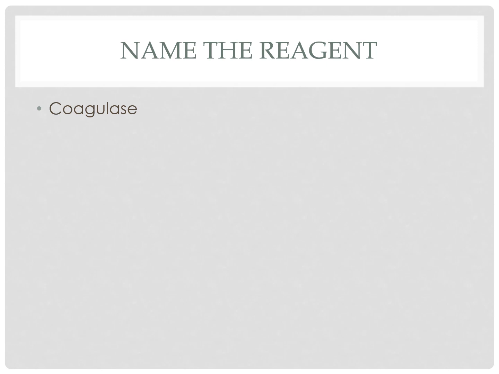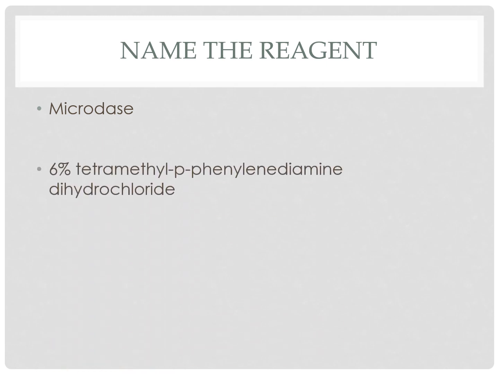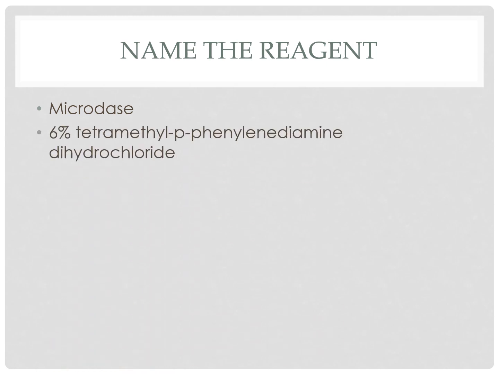Coagulase, the name of the reagent is rabbit plasma. Microdase, the name of the reagent is 6% tetramethyl-p-phenylenediamine dihydrochloride. Do you have to spell that? No, you don't. You just have to be able to recognize it. Just understand that the microdase test is a 6% solution as opposed to a 1% solution. When we start talking about the oxidase test later in further units, we'll talk about 1% tetramethyl-p-phenylenediamine.